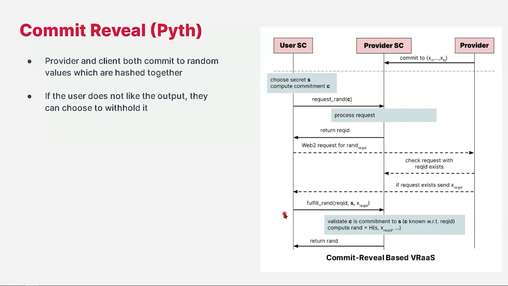But the issue here is that if the user doesn't like the output, if they don't like this hash of S, REQID, they can just choose to never reveal S, and no one can ever finish the game. So they can't guarantee liveness, which is a big issue.